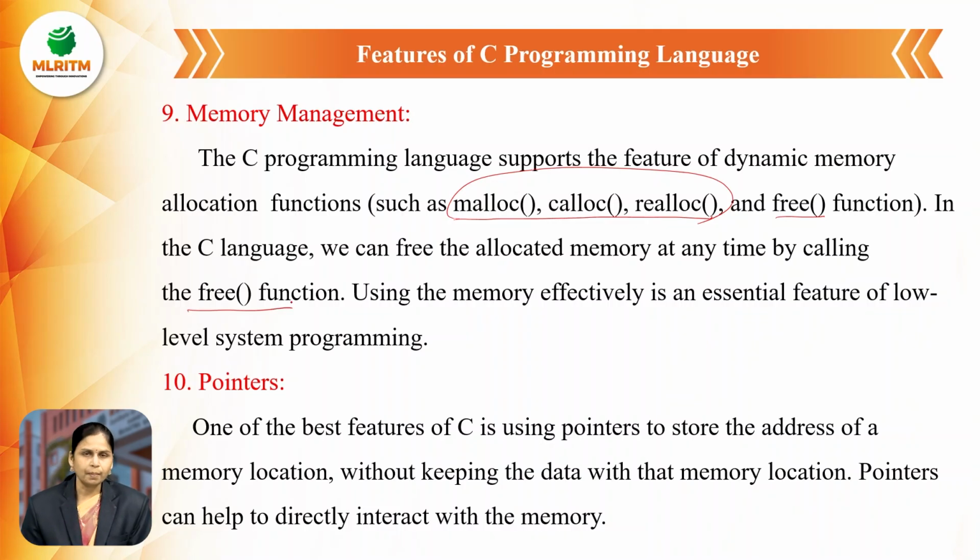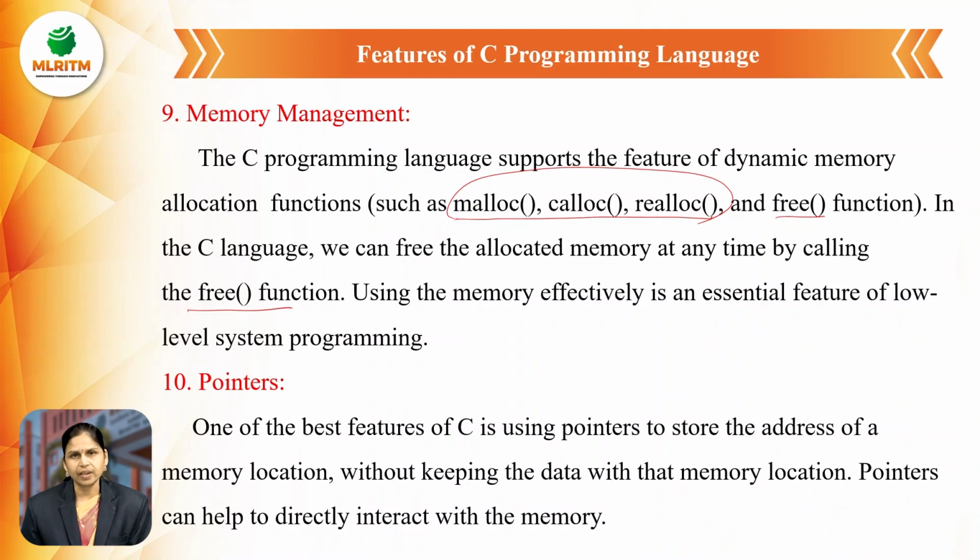It is one of the main advantages in C programming. The last one is pointer. The C language supports the pointers concept. Pointers can be used to access the data from the memory directly. By using the address, we can directly access the data from the memory. This concept is called a pointer.